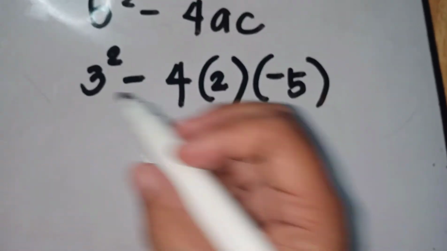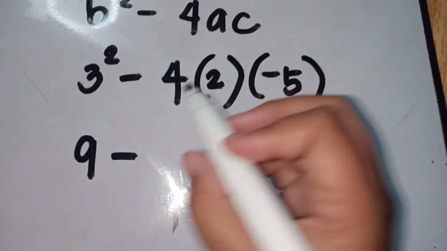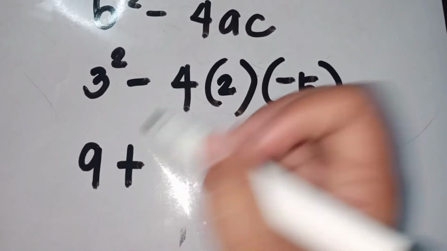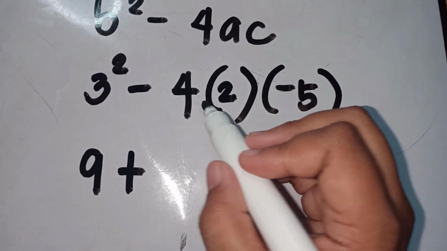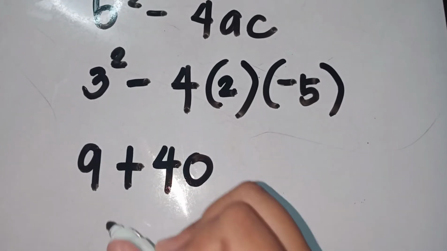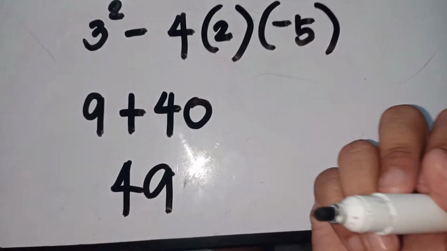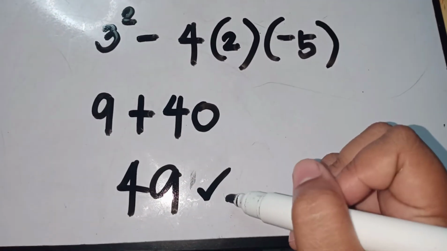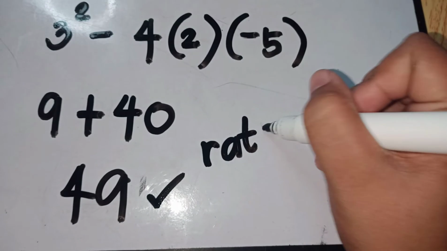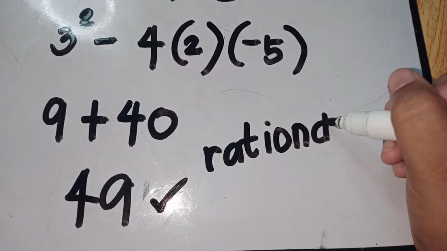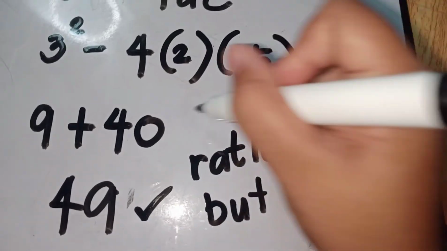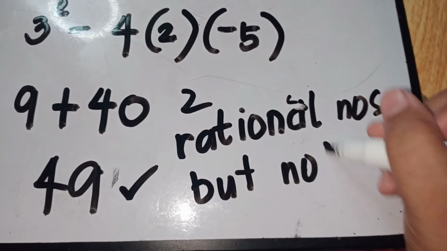And simplify the expression. 3 squared is 9 minus 4 times 2 is 8, times 5 is 40. Since this is negative, negative times negative is positive, so it will become 40. So that is 9 plus 40, 49. The value of your discriminant is 49. Since this is a perfect square, the nature of roots is rational, but not equal. Two rational numbers but not equal.